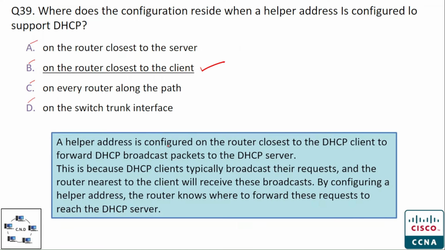So a helper address is configured on the router closest to the DHCP client to forward DHCP broadcast traffic to the DHCP server. This is because DHCP clients typically broadcast their requests and the router nearest to the client will receive these broadcasts. By configuring a helper address, the router knows where to forward these requests to reach the DHCP server.